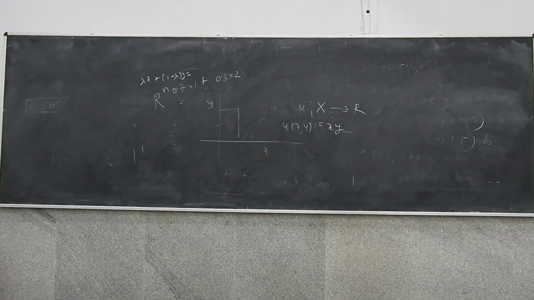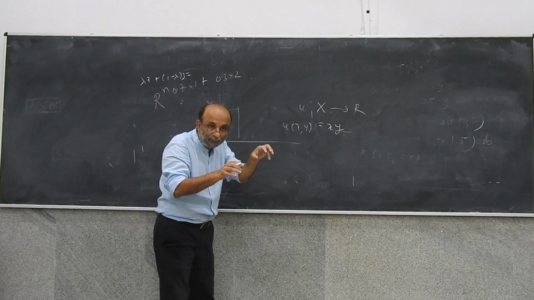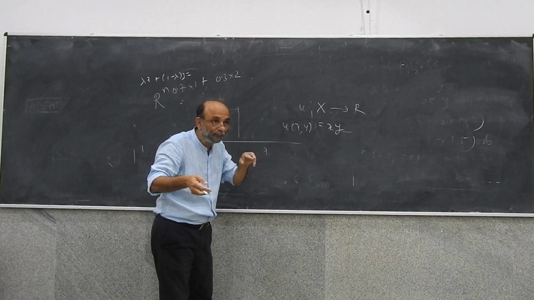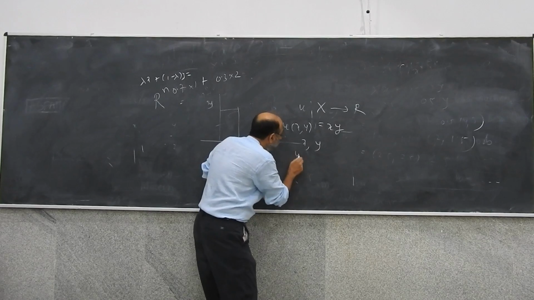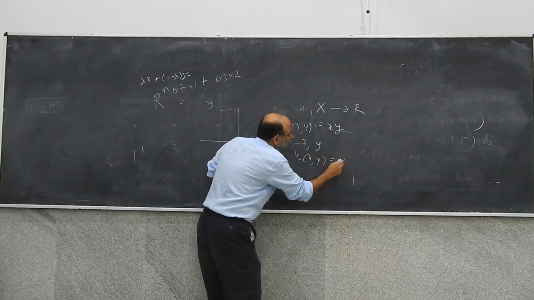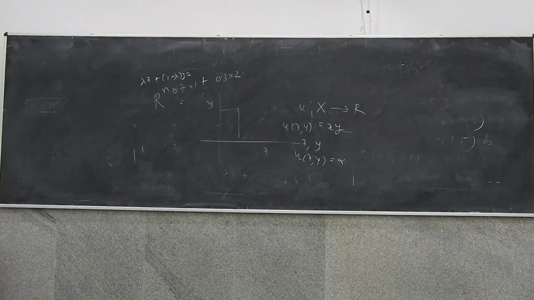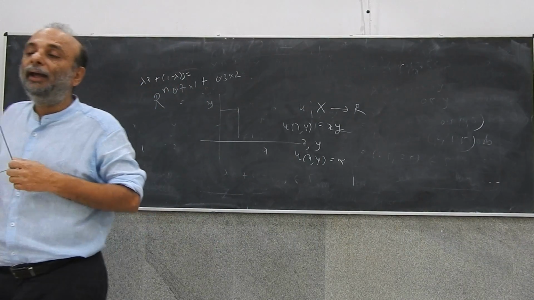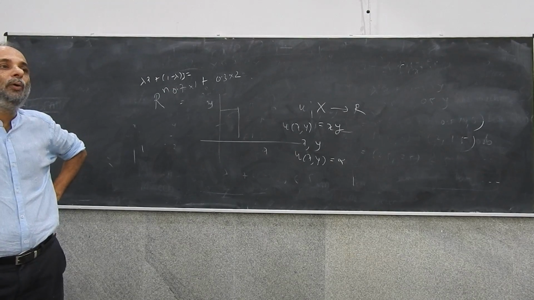Now think of all the combinations of apples and bananas which give you the same utility. That is, think of all x and y such that u of x, y is equal to alpha. Is that something that you already know?